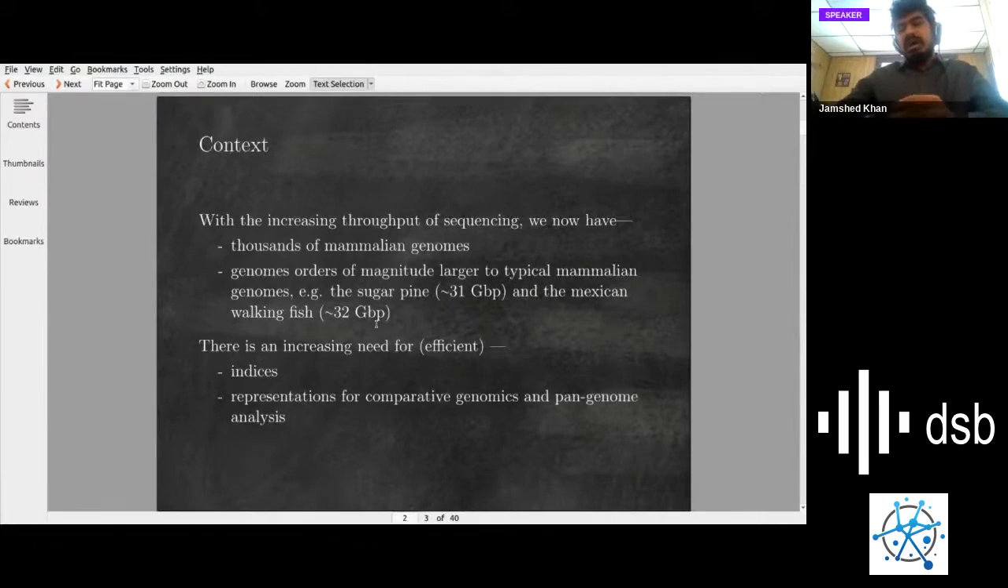So with the increasing affordability of these whole genome references, there is an increasing need for efficient sequence indices to align long and short reads to these references. There's also a need for basic data structures that we can use for comparative genomics and pangenomic analysis. Hence, compact representation of these reference collections is of acute interest to us.